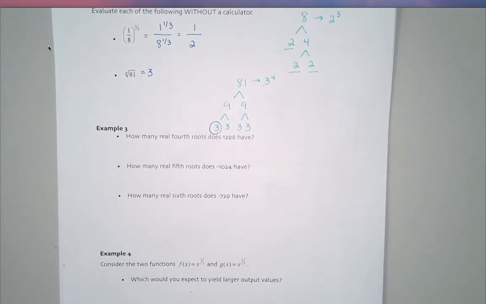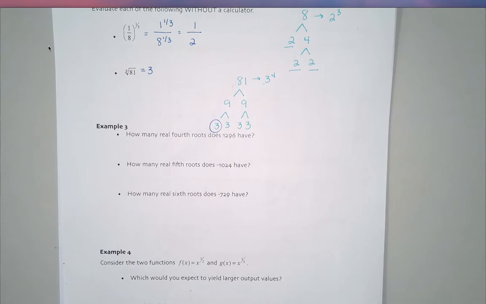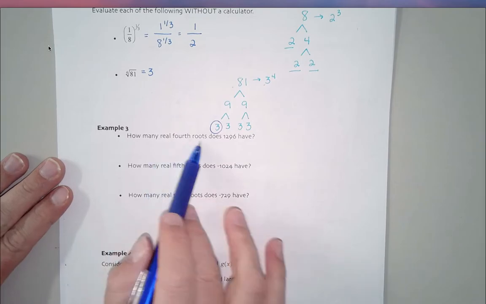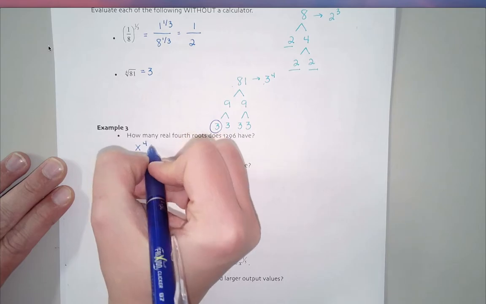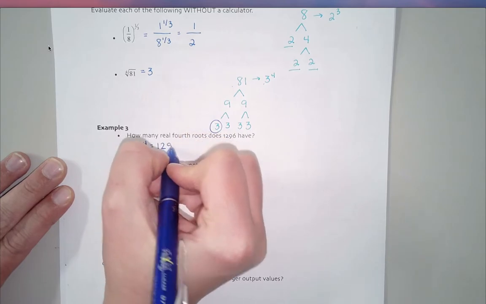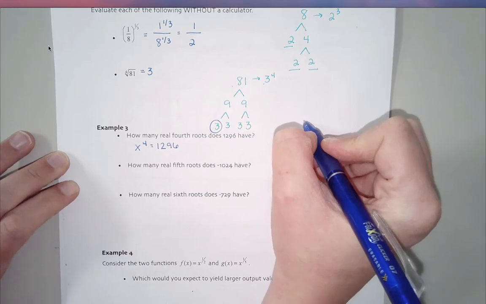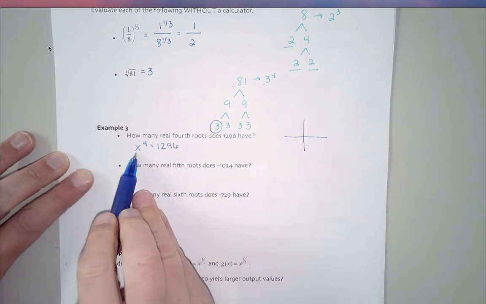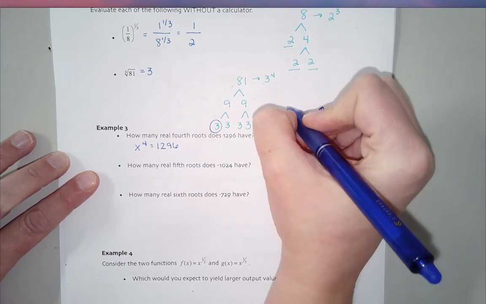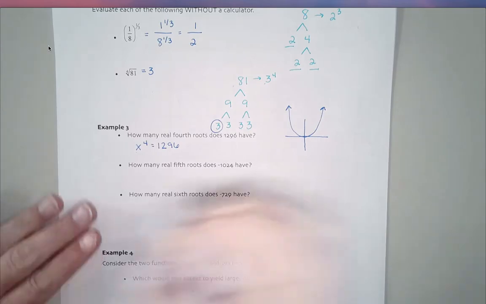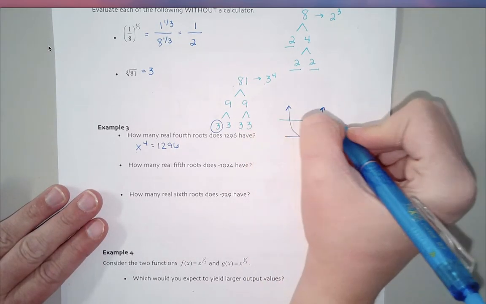Example 3. You may be able to think through these without using a visual, but I'm going to draw a graph for each one of these to show you why the solution is what it is. If I'm looking at 4th roots of 1296, what I really want to think about is when does x to the 4th equal 1296? If I draw a picture of that, x to the 4th power is an even power function, so it's going to look bowl-shaped or U-shaped. And 1296 is going to be somewhere way up here.